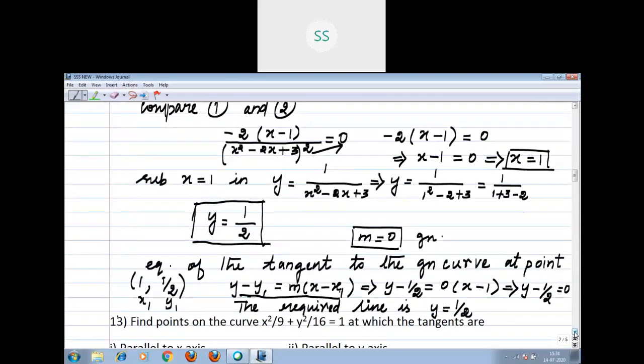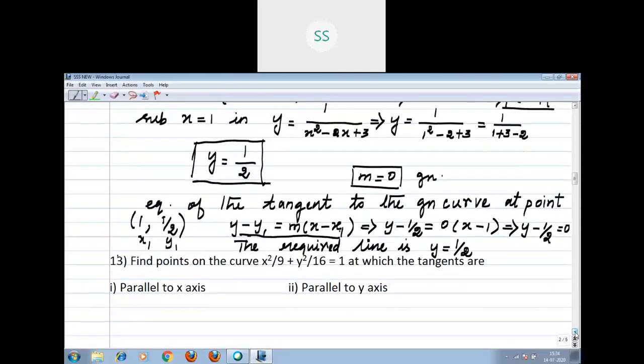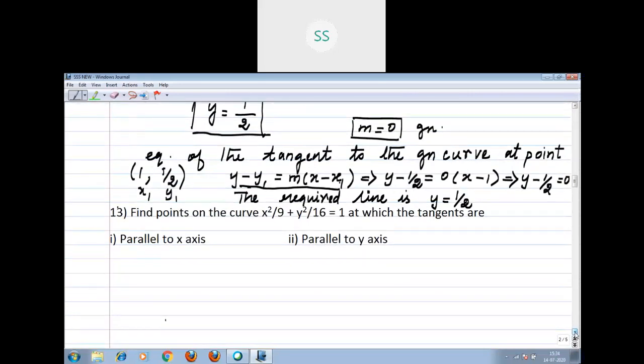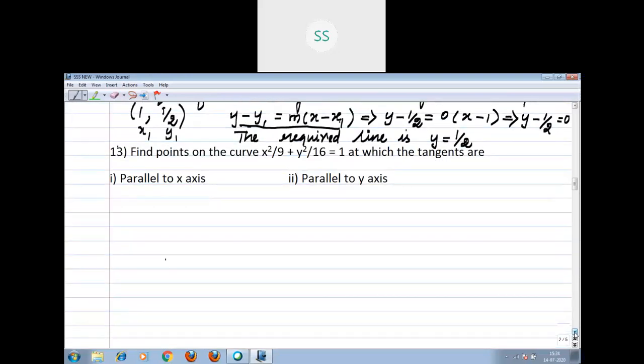Now I am going to move to question number 13. What is given, you see: find the points on the curve x square by 9 plus y square by 16 equal to 1, at which the tangents are parallel to x-axis and parallel to y-axis.